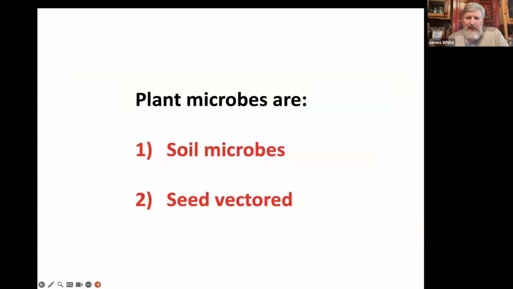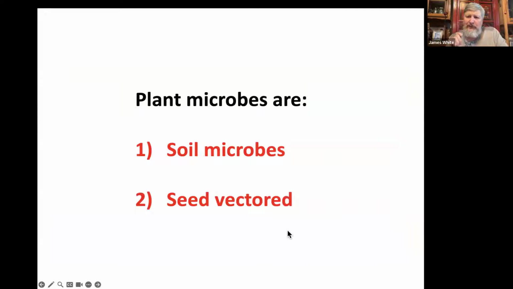What are these microbes? These microbes are, for one thing, all soil microbes. So plants get them from the soil. The first source of almost all of the endophytes is the soil. They come from the soil. And then the plant will get some of those microbes that are really good, and put them in the seeds. And then they'll vector them in the seed.